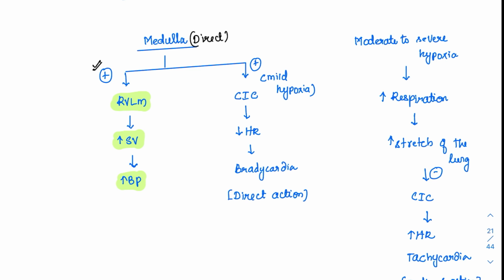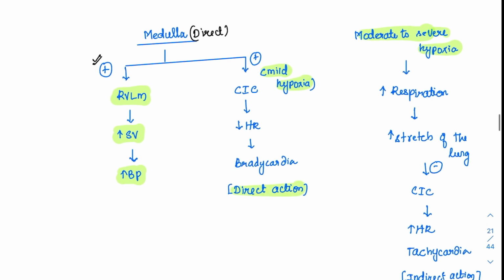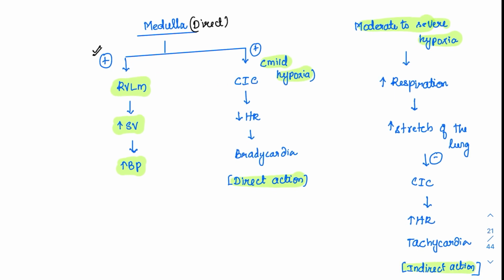But they might ask you a different question. What is happening to the heart rate whenever there is hypoxia? Here we have to read the question very carefully, whether they are asking for mild hypoxia or moderate to severe hypoxia, or whether they are asking direct action or indirect action. Whenever the hypoxia is severe, it will go for an indirect action. Let's try to understand it. First, it has increased the BP. That is pretty simple. Next thing it will do is, it will go and stimulate the cardiac inhibitory center.